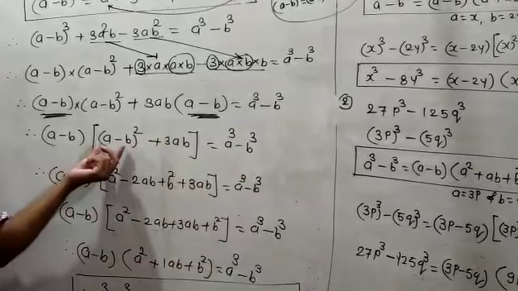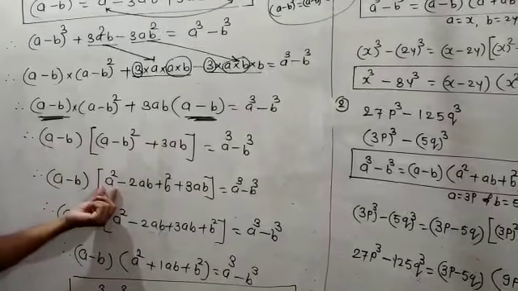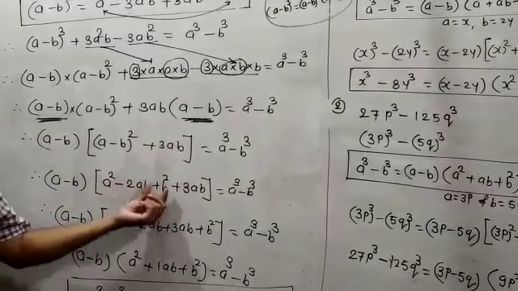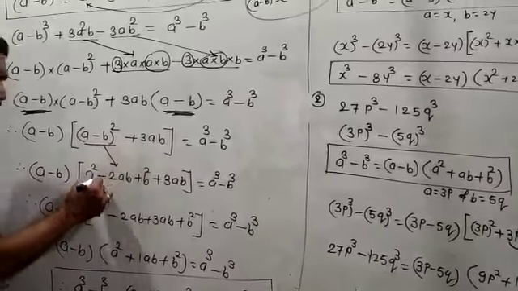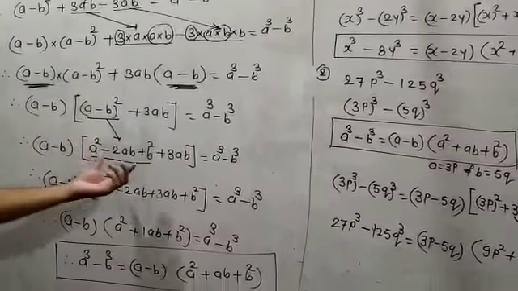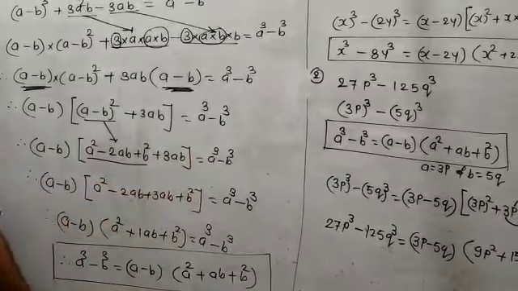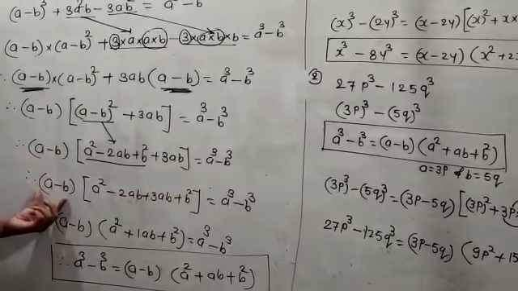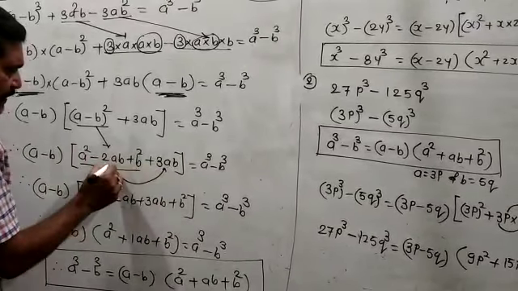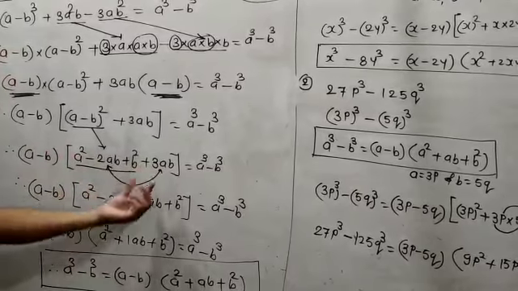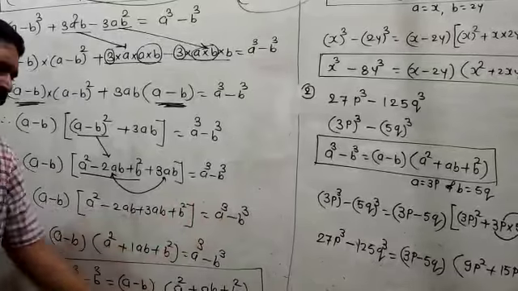Then friends, you know the identity a minus b bracket square, a minus b as it is you have to write. A minus b bracket square is equal to a square minus 2ab plus b square, plus 3ab as it is, equal to a cube minus b cube. Then write a minus b as it is. These are the like terms. These two terms you have to write together: minus 2ab plus 3ab, and you have to write this b square that side, b square is equal to a cube minus b cube.